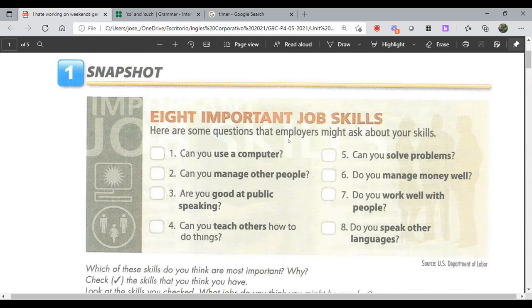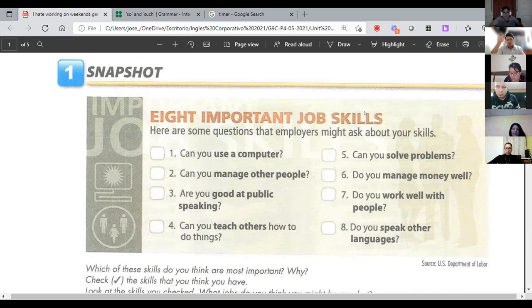Here are some questions that employers might ask about your skills. May I have a volunteer, please, that can help us read the 8 job skills. ¿Algún voluntario o voluntaria que nos ayude a leer, verdad? The skills of Miss Elizabeth. Thank you. Go ahead.